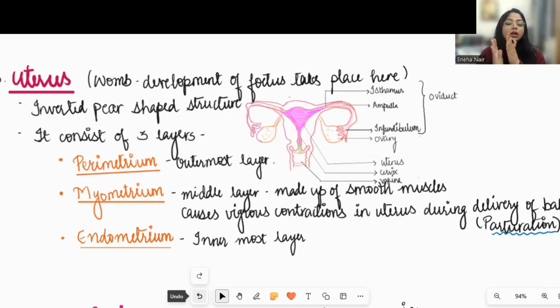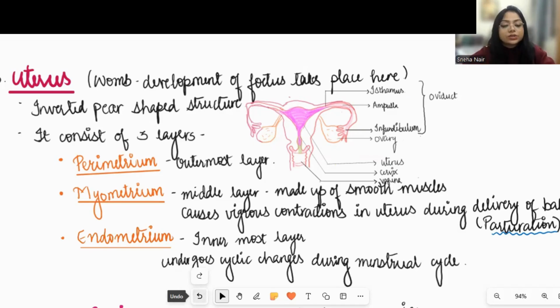The endometrium starts growing, and when there is no fertilization, it sheds off, and then again development of endometrium takes place. So we say that the endometrium undergoes cyclic changes in order to prepare itself for implantation. It undergoes cyclic changes during the entire menstrual cycle, that is during the entire month from 0 to 28 days, to prepare itself for implantation. But if implantation doesn't take place, the endometrium sheds off. So these are the three different layers of the uterus.